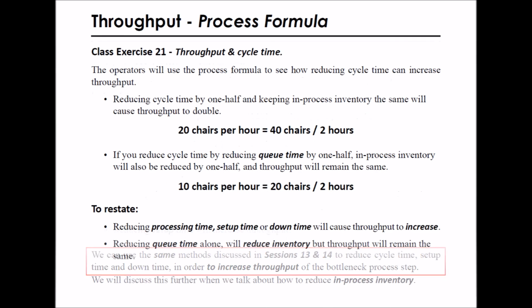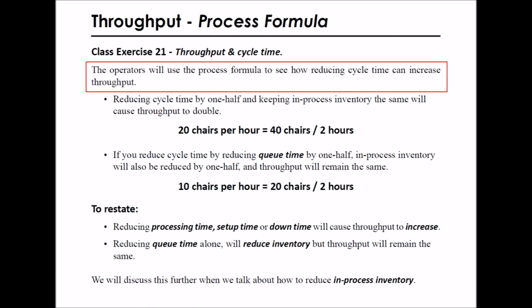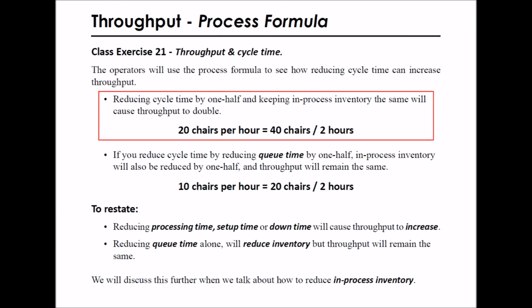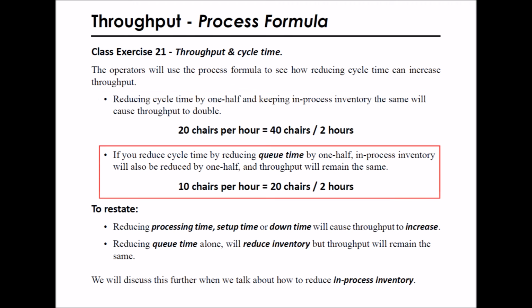In class exercise 21, the operators will use the process formula to see how reducing cycle time can increase throughput. Reducing cycle time by 1/2 from 4 hours to 2 hours and keeping in-process inventory the same at 40 chairs will cause throughput to double. If you reduce cycle time by reducing queue time by 1/2, in-process inventory will also be reduced by 1/2 from 40 chairs to 20 chairs, and throughput will remain the same.